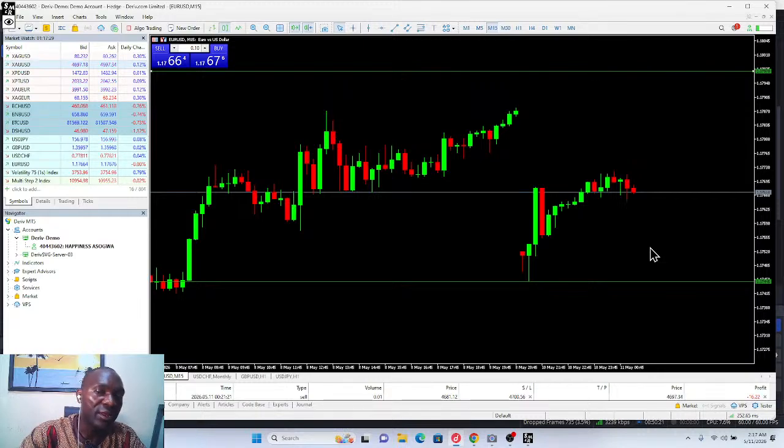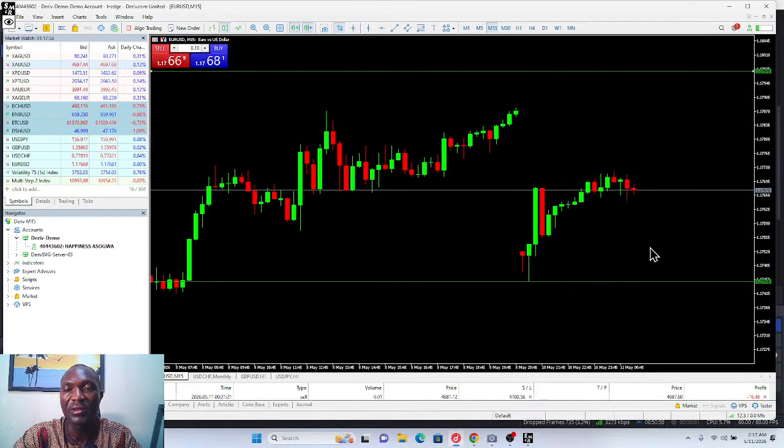If you are a beginner, all you need to do is practice. Don't just go ahead and go live. Practice. Follow me religiously in the Telegram group, and once you see that your trading on a demo account has improved, then you can switch to a live account.